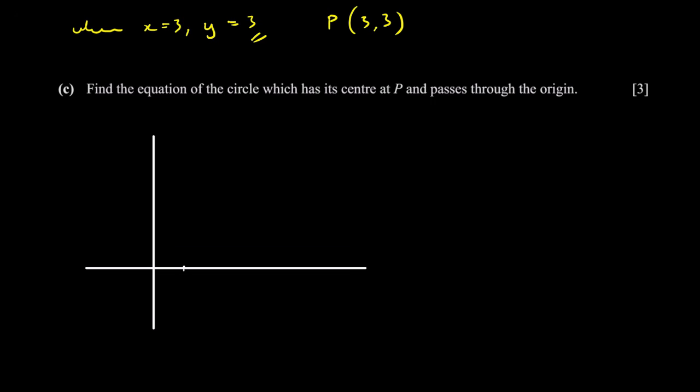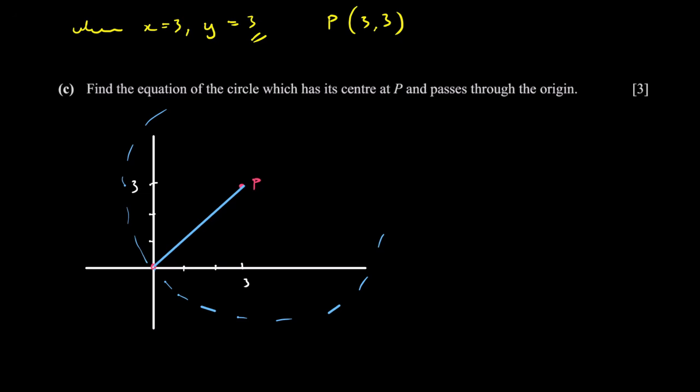So, 1, 2, 3, there's 3 there. The point P is this guy, that's P. And we want a circle that also goes through the origin that's there. So the radius of our circle, right? If I imagine drawing a circle that goes all the way around like that, the radius of that circle has got to be equal to that length there.